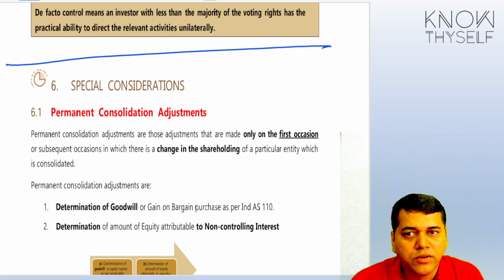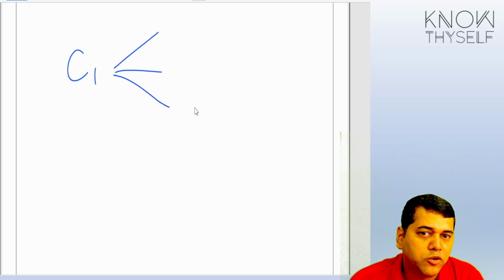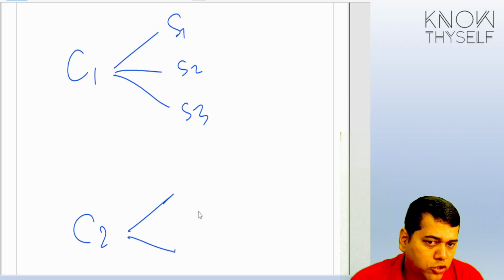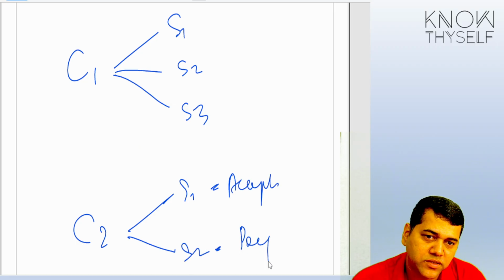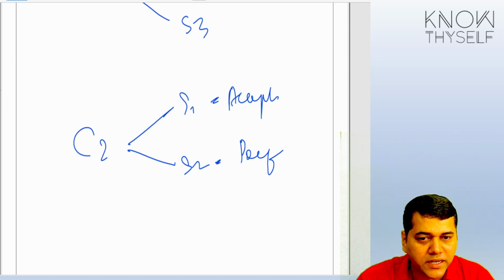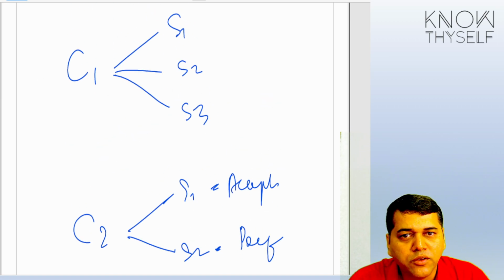So we can have one map like this. Concept 1 has got 3 sub-concepts. Concept number 2 has got 2. Sub-concept 1 is acceptance. Sub-concept 2 is performance. Concept number 3 is your permanent and temporary adjustments. And 4th is your reporting. This way you can understand.